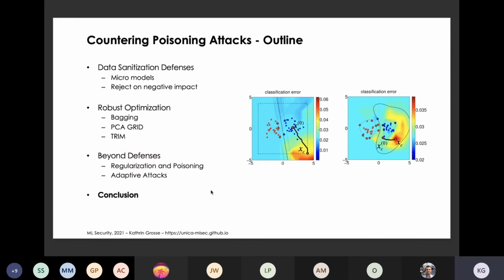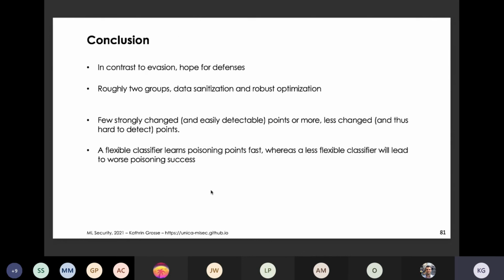So let me conclude this lecture. And frankly, let me be bold here. Feel free to forget anything else, but please keep in mind these four things. As a story, in contrast to evasion attacks, there's actually hope in poisoning that we are able to defend against it eventually, once we understand all the trade-offs. There are roughly two ways to defend against poisoning attacks. One is data sanitization, which means that you take the data, figure out what is the malicious part, and keep the good part. The other one is robust optimization: you alter the training, and this makes your classifier itself more robust. Obviously, you can combine the two as well.